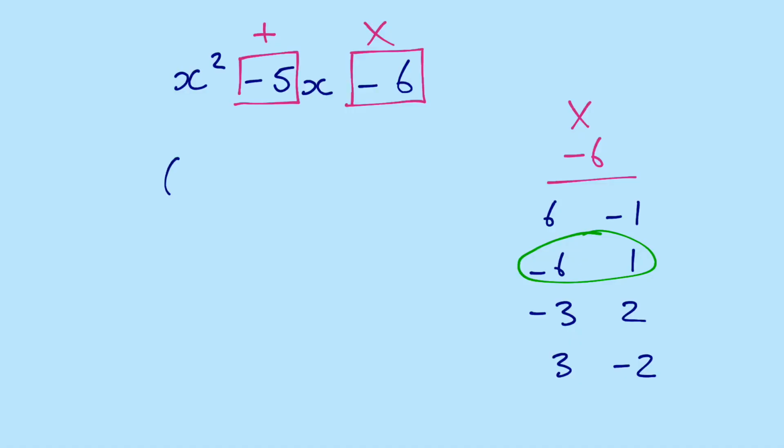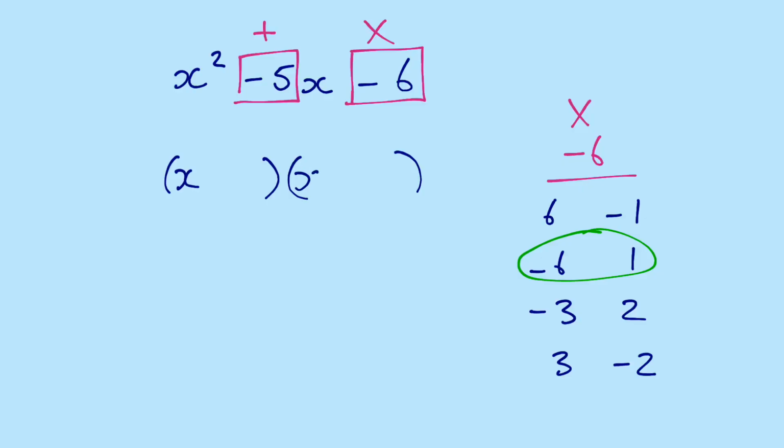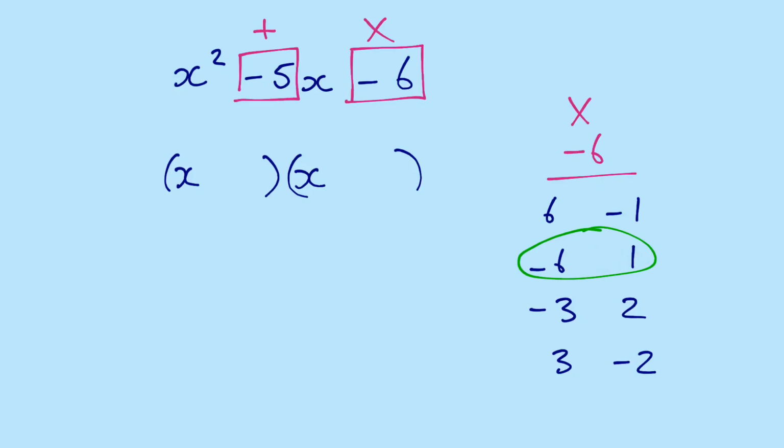So I write down my two brackets. I put an x at the front of both brackets. And then inside the brackets, I will put my two numbers. So I have minus 6 and my positive 1. Don't forget, it doesn't matter which bracket these two numbers go into. And this is my final answer.